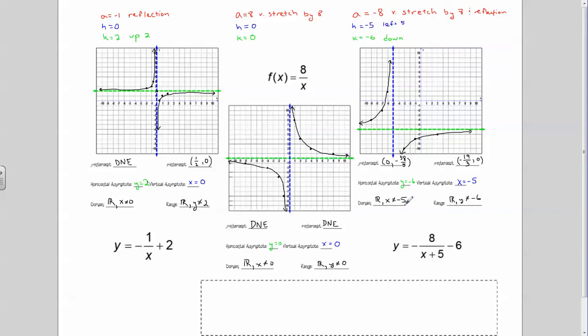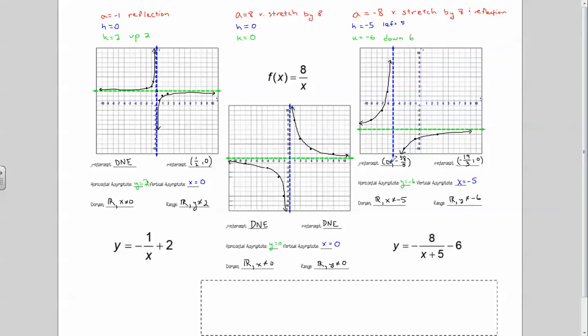Our a value is negative 8. Remember that negative goes with the a. So we have vertical stretch by 8 and a reflection. Our h value is negative 5, which means we are going left 5. And our k value is negative 6, which I failed to write. It's down 6. So there we go, down 6. So we go left 5, down 6, and that becomes the intersection point for our asymptotes.